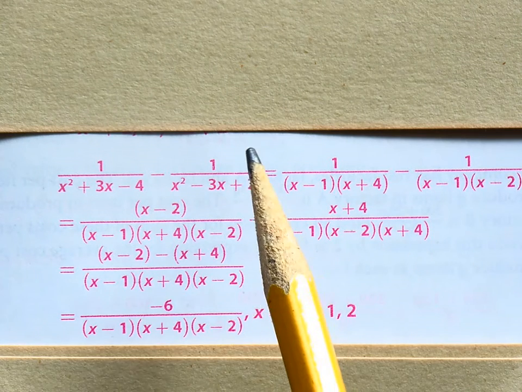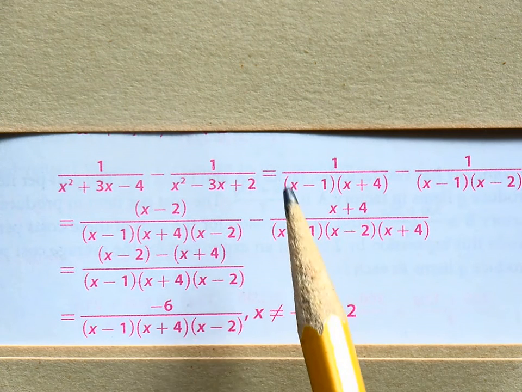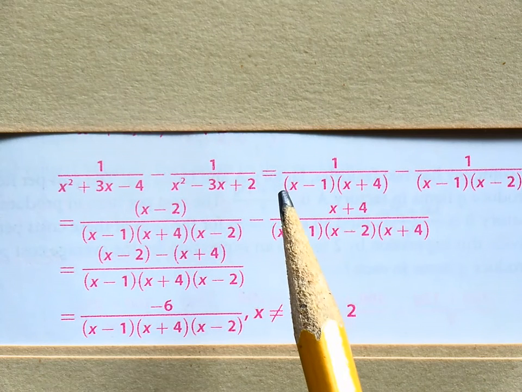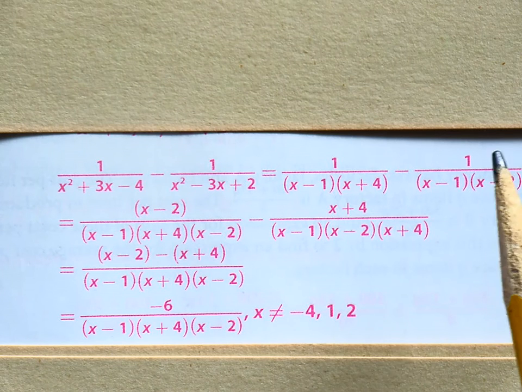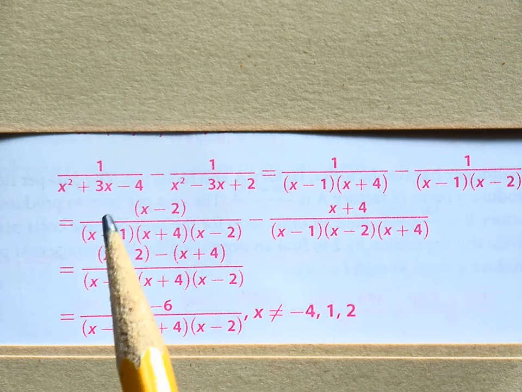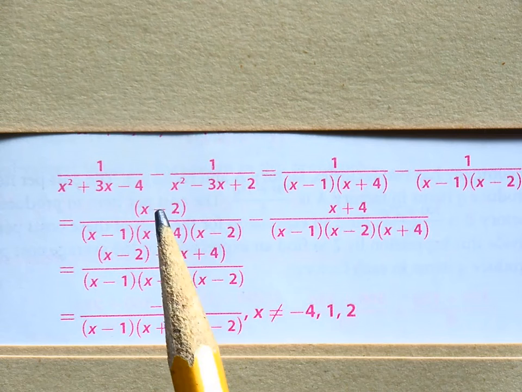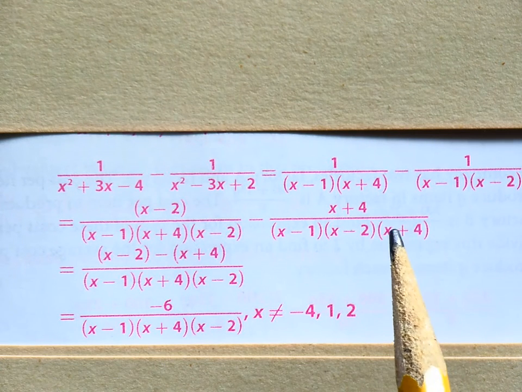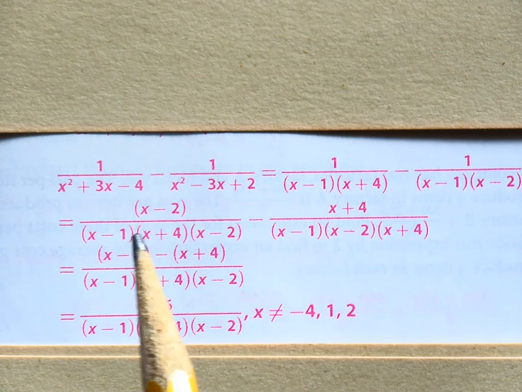So I'm going to multiply this entire thing by the unit fraction of the difference of x and 2 divided by the difference of x and 2. And over here I'm going to have the sum of x and 4 divided by the sum of x and 4. So that's what they did here. And you can see that's been multiplied to it. That's been multiplied to this one. So now we have a common denominator.